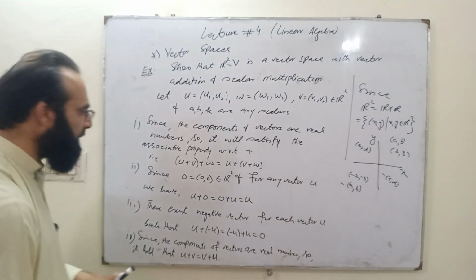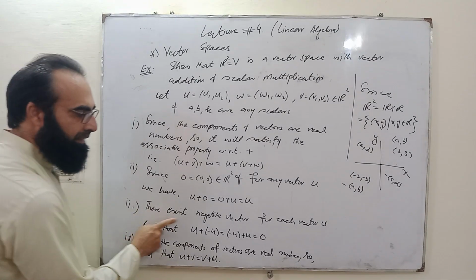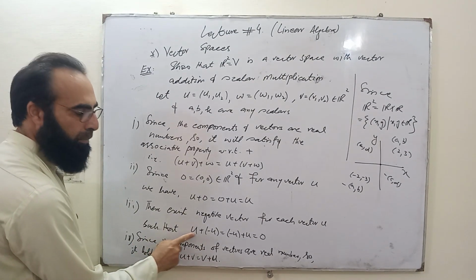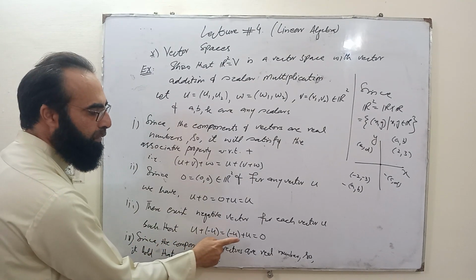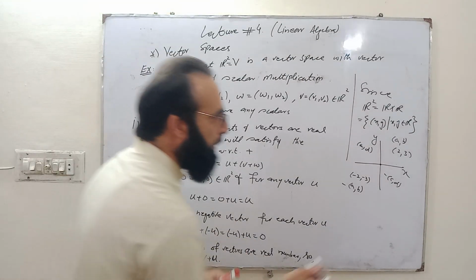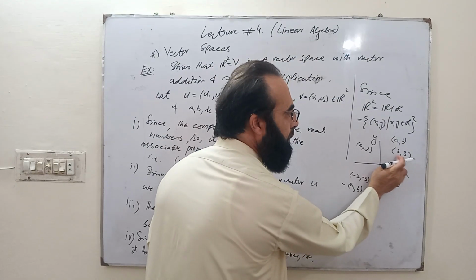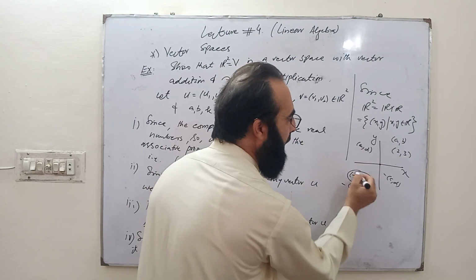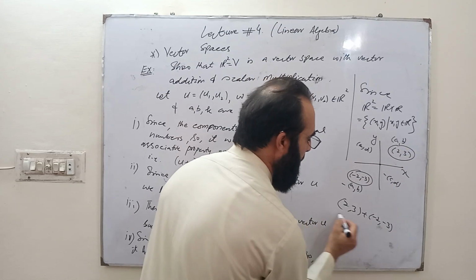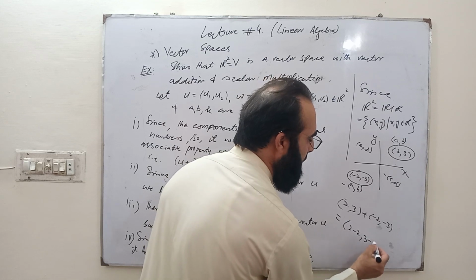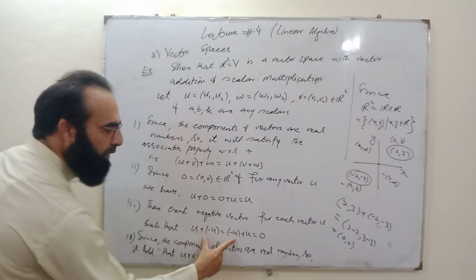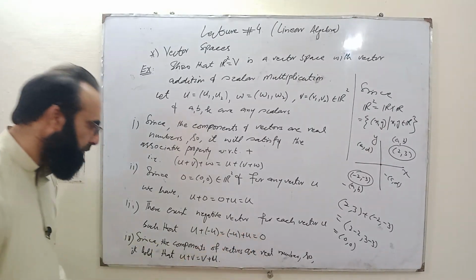So this shows that there exists a negative vector for each vector u, such that u plus negative u is equal to negative u plus u, which gives you 0. Why? The negative of 2, 3 is minus 2, minus 3. Now add these 2 points: 2, 3 plus minus 2, minus 3. This will give you 2 minus 2, 3 minus 3, which gives you 0 and 0. That's why we said that this gives you a zero vector.